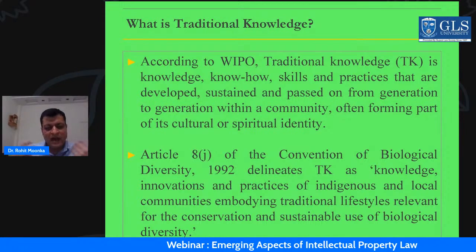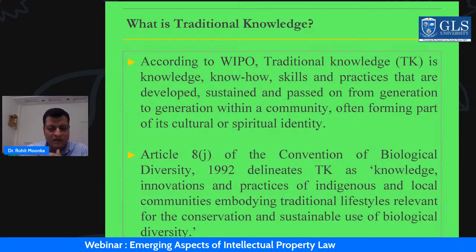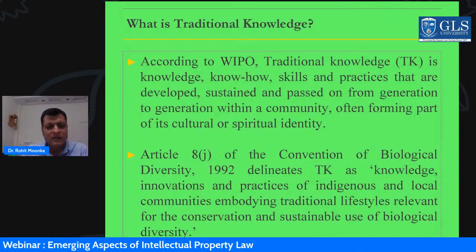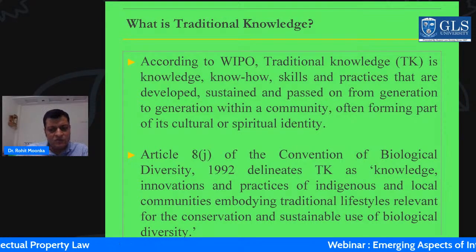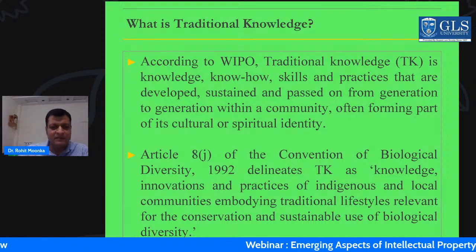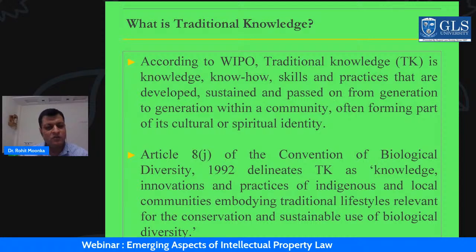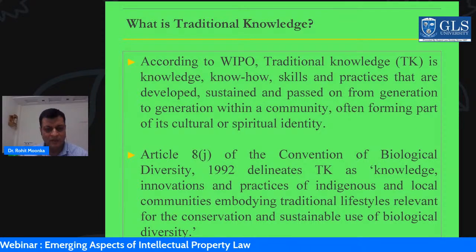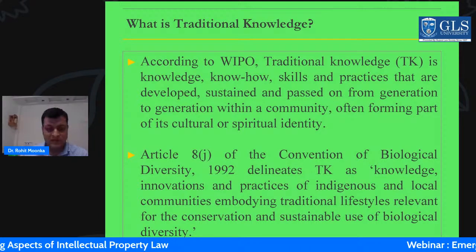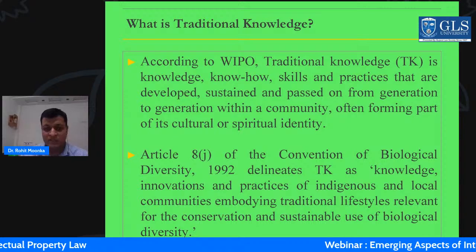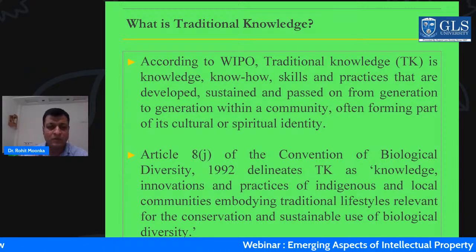As an individual, I know the medicinal property of turmeric, whatever I have mentioned, turmeric, honey, or ginger, garlic, neem, tulsi, because this has been passed on to me from my parents, from my grandparents, and their grandparents must have passed it on to them, and nobody claims monopoly right over it. And yet it is something which has the potential to be protected under the ambit of intellectual property.